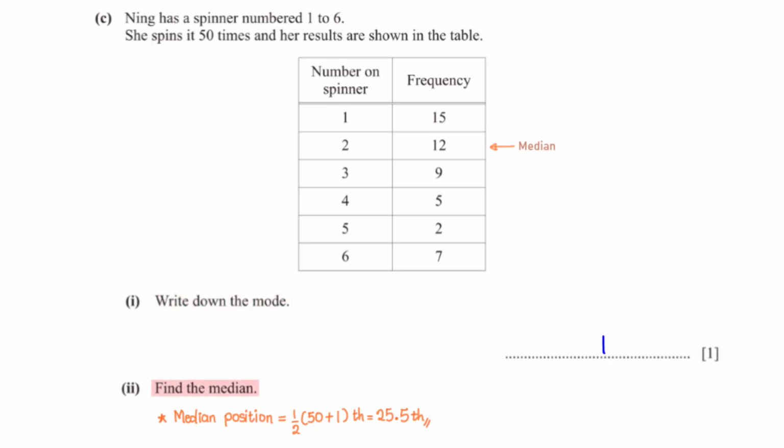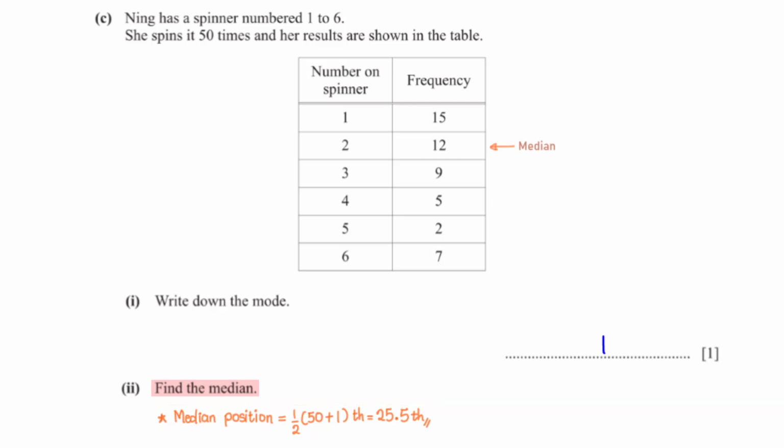Find the median. The median is the middle number. To get the position of the middle number, we apply the formula half n plus 1, where n in this case is 50. This gives us 25.5. This means the median is between the 25th and 26th numbers.